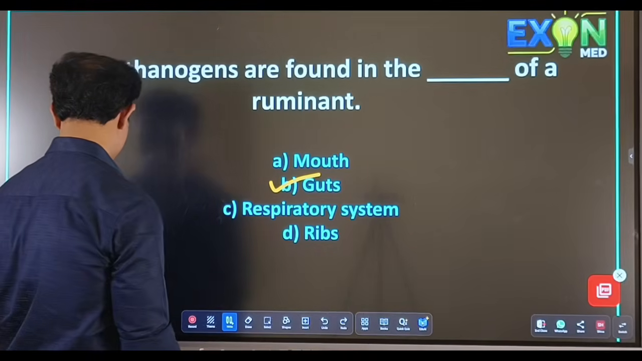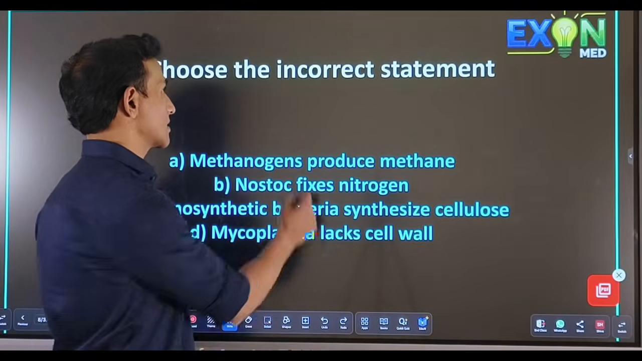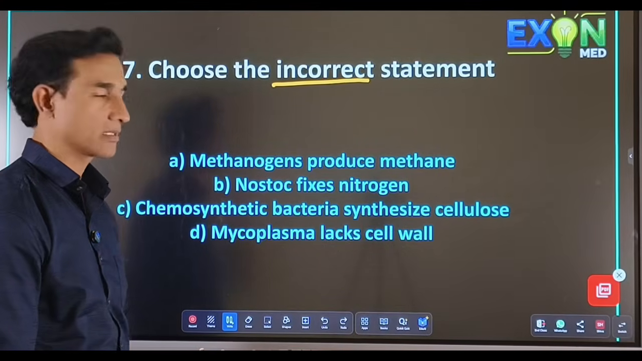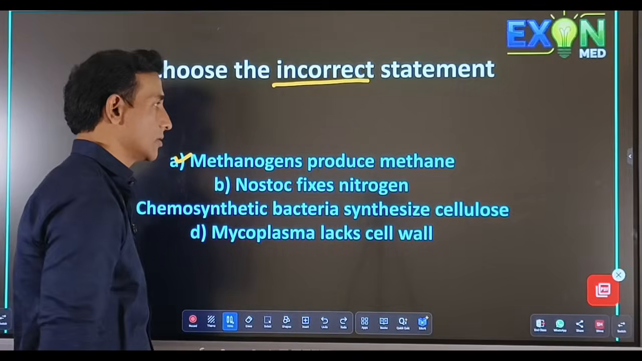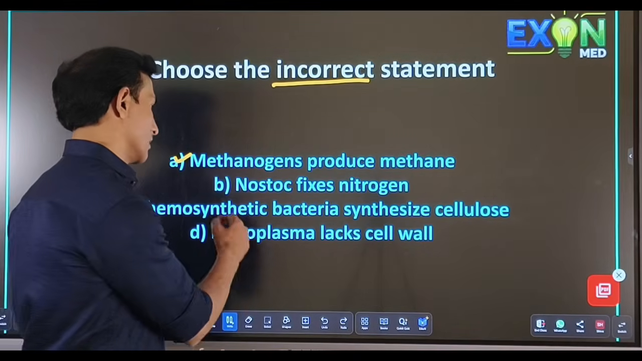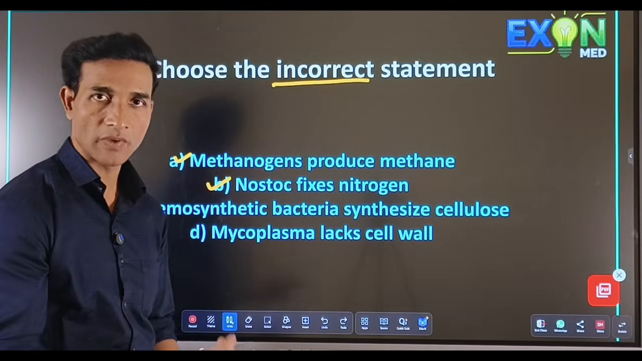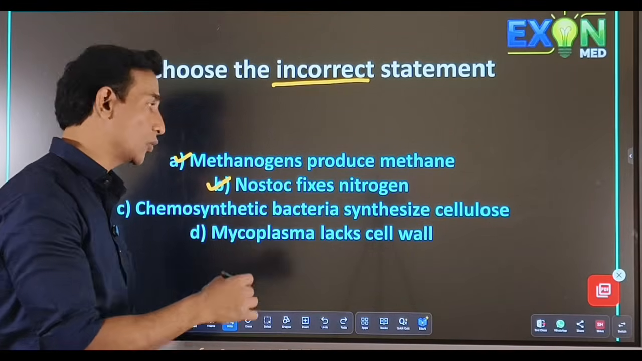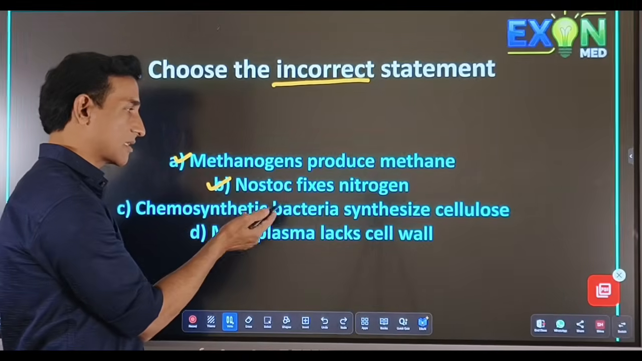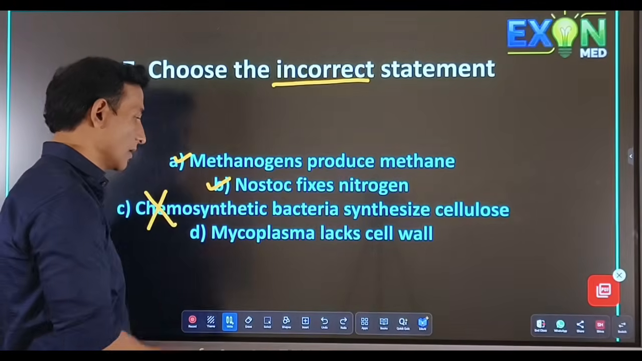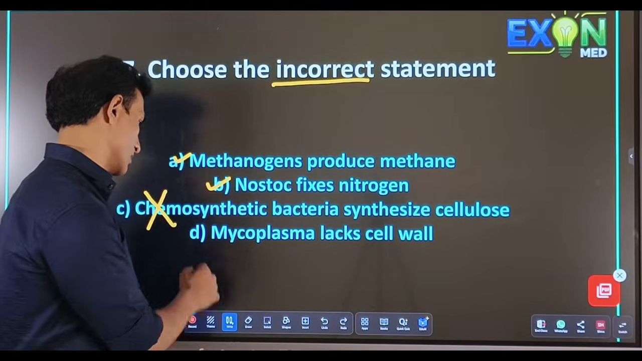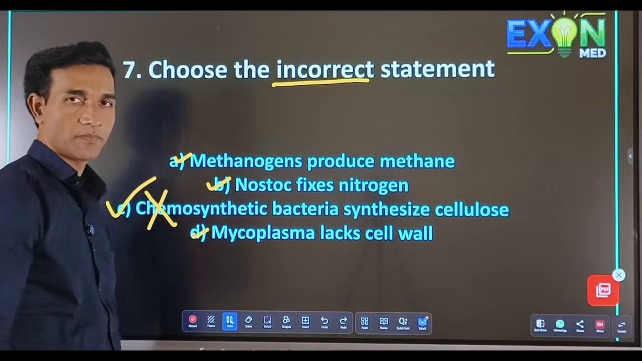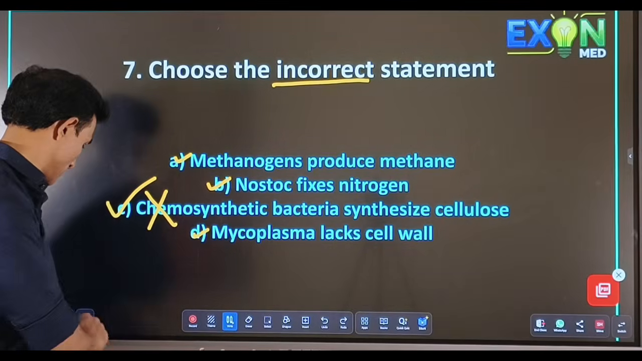So the next question, choose the incorrect statement. Methanogens produce methane gas. Okay, this is correct. Nostoc fixes nitrogen. As it has heterocyst, it will fix nitrogen. Chemosynthetic bacteria synthesize cellulose is the wrong answer. Mycoplasma lacks cell wall. Yes, it is correct. They have asked for incorrect, so the correct option is C here.